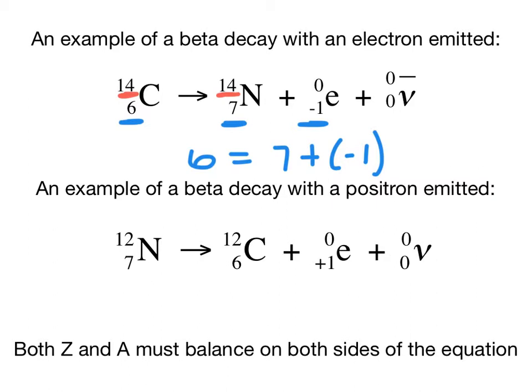If we look at the second example here, we have an example of a beta decay with a positron being emitted. So notice a couple of differences here. One is the symbol for the positron has a charge number of +1. And notice that the last symbol is a little different. The nu, which looks like a V, is a symbol for a neutrino.